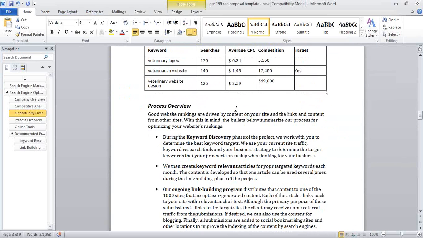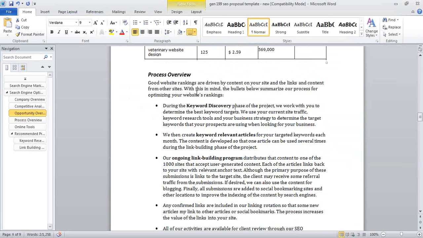Okay, so moving on down the page. The next section is our process overview. Before I start that, Adam, are there any questions about the opportunity section here? No, nothing new since the WebGrader discussion, really.